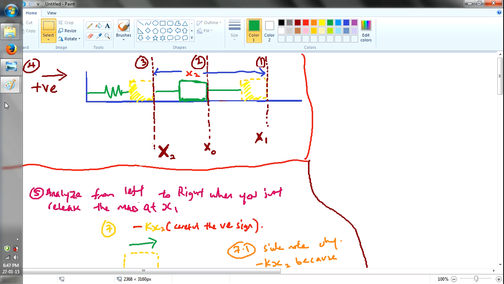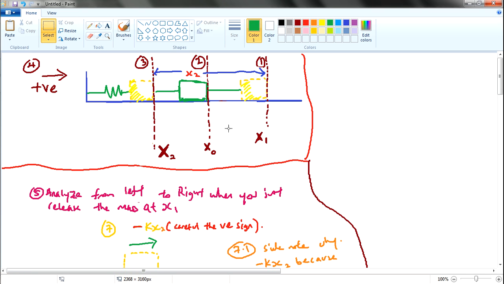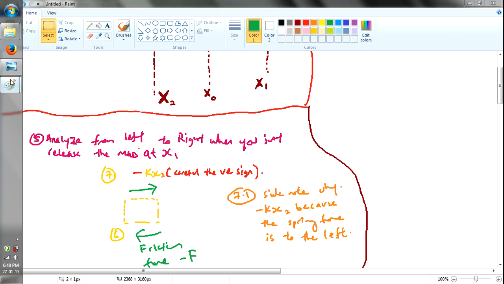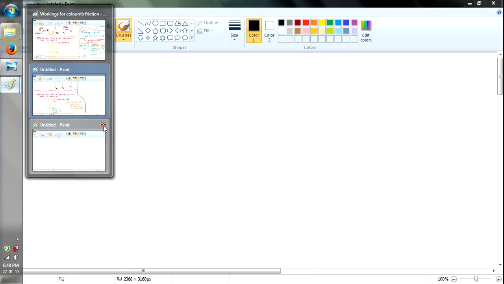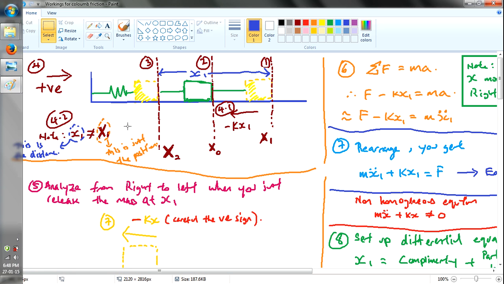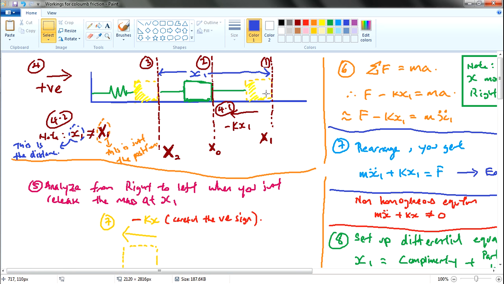So let me again explain the whole system. As I say, we're analyzing from this point and then it springs back to this point, perhaps lesser than position x1, but however, that's the free body diagram. We know the convention is still the same. This direction towards the right is positive. Now we're analyzing from left to right. Previously it was from right to left, correct? Now it springs back from left to right.